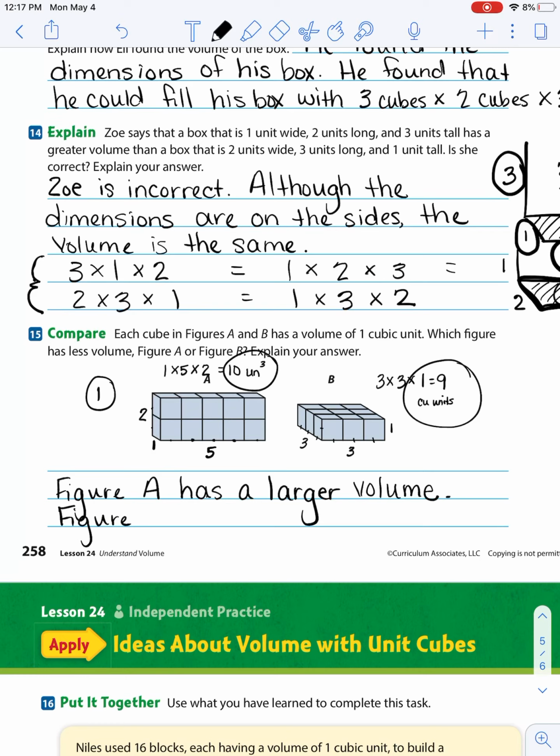By 1, right? So what that actually means, if we take this information right here, that each cube is 1 cubic unit, figure A holds 1 more cube than figure B. Isn't that funny that that's how that turns out to be? What it actually means is that figure A just has 1 more of these cubes than figure B does. Okay?